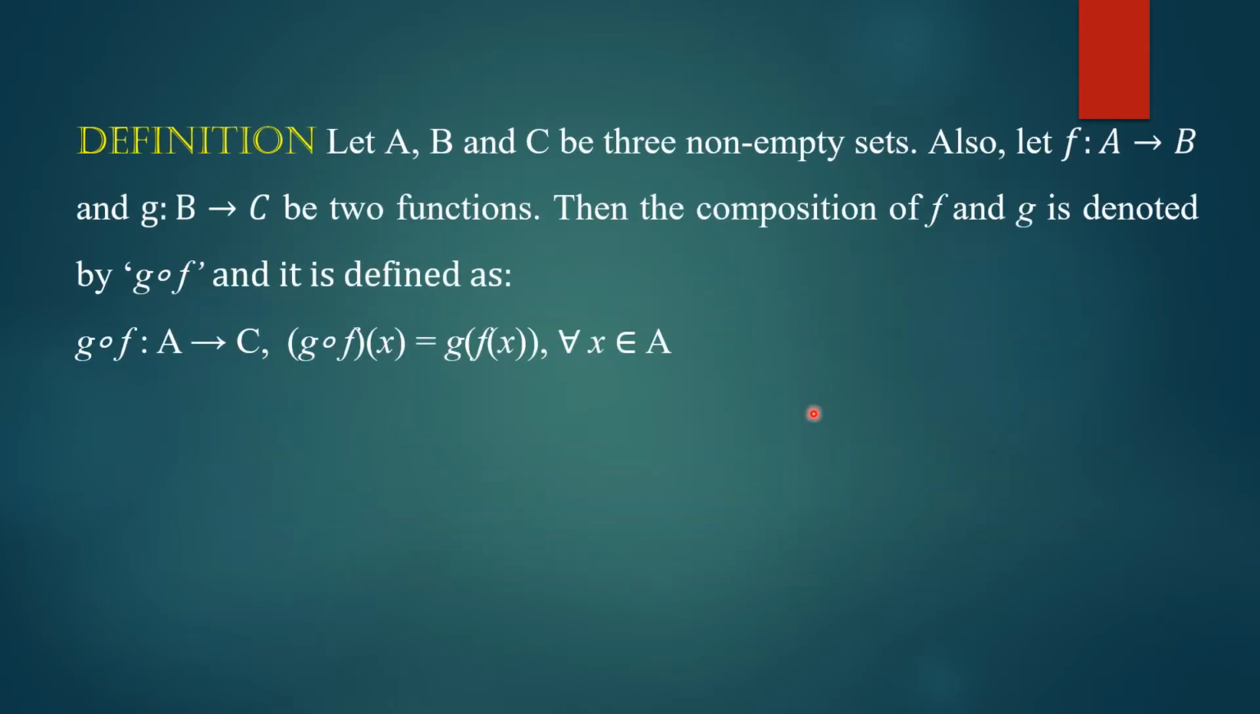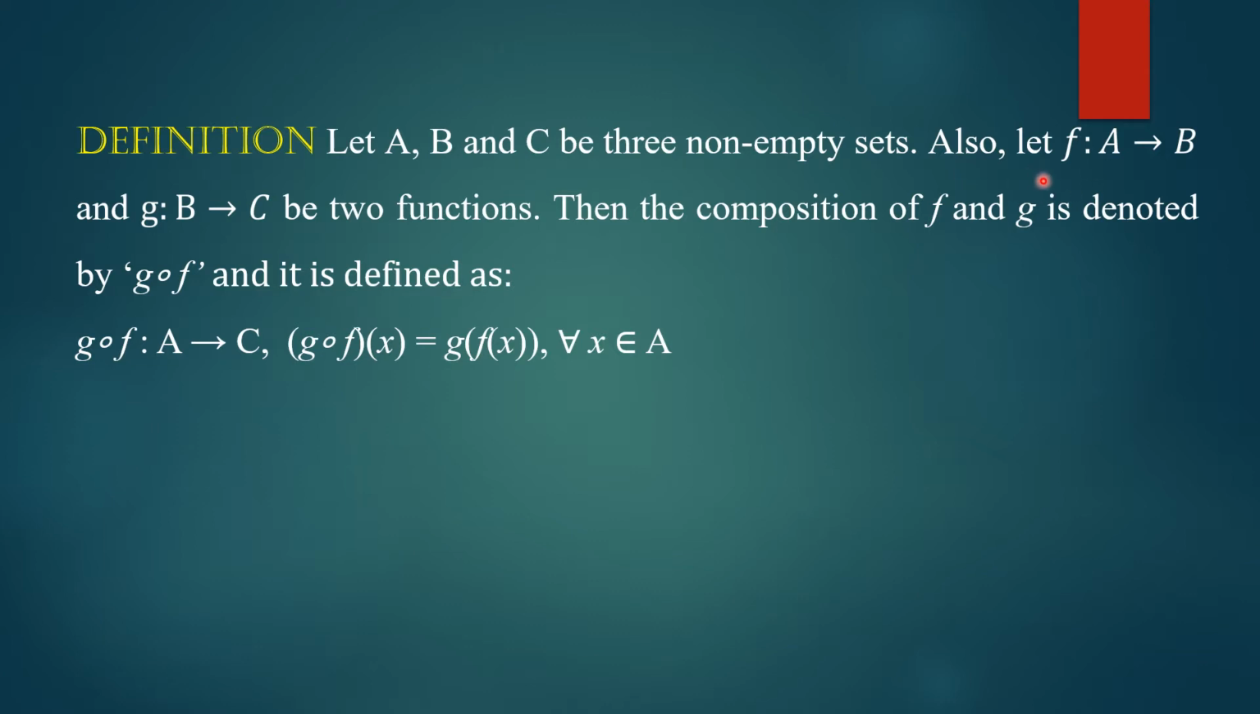First, you see the definition of composition of function. We have three sets A, B and C. These are three non-empty sets. The sets should be non-empty because on an empty set you cannot define a function. So there are three non-empty sets A, B and C, and we have two functions.